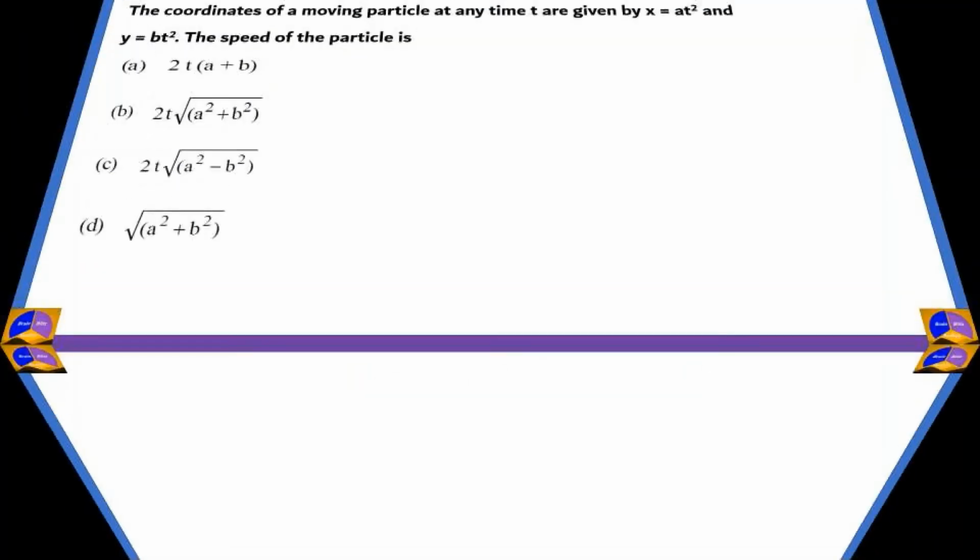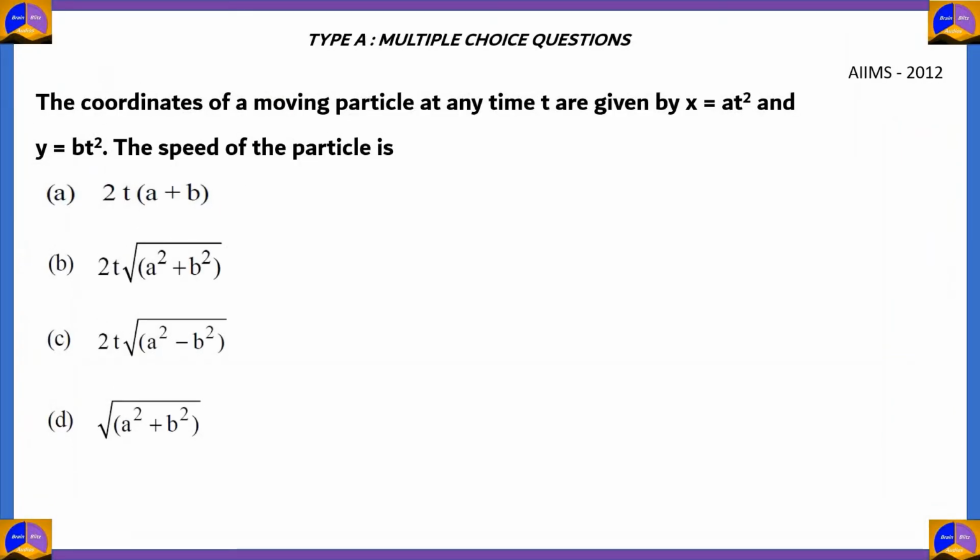Let's move on to the second question. The coordinates of a moving particle at any time t are given by x is equal to at squared and y is equal to bt squared. The speed of this particle is... So we know that x is equal to at squared and y is equal to bt squared.